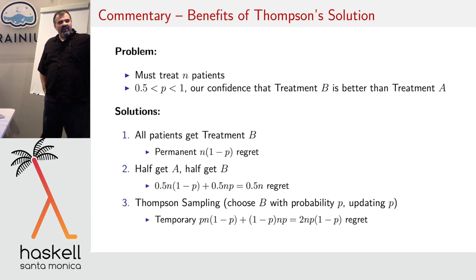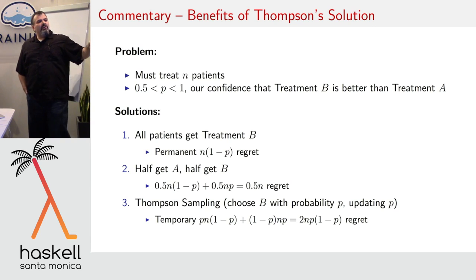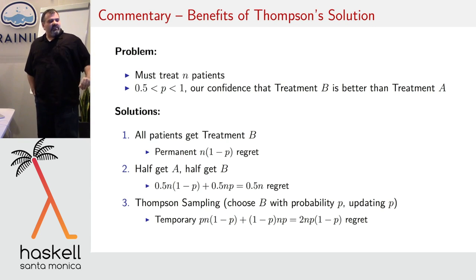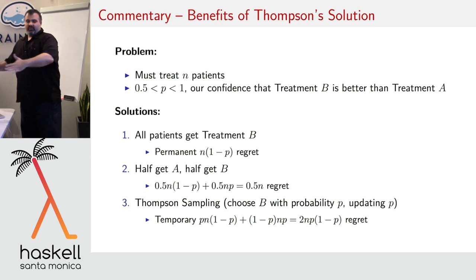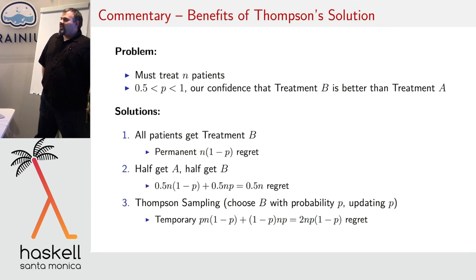When we say half the patients get A and half the patients get B, our regret, unsurprisingly, let's look at this. Half of the people, we gave treatment B. So if we were wrong, this is the likelihood that we're wrong. Half the people got treatment A, and this is the likelihood that A is the worse treatment. If you factor out the 0.5 and then factor out the n, you're left with 1 minus p plus p. So the p cancels out in this case. So your regret with a 50-50 split is 0.5 n.